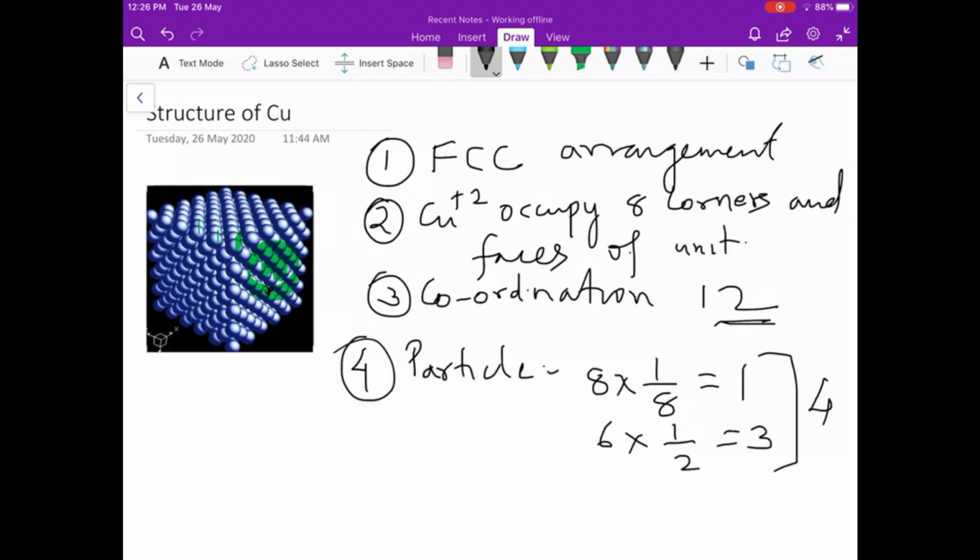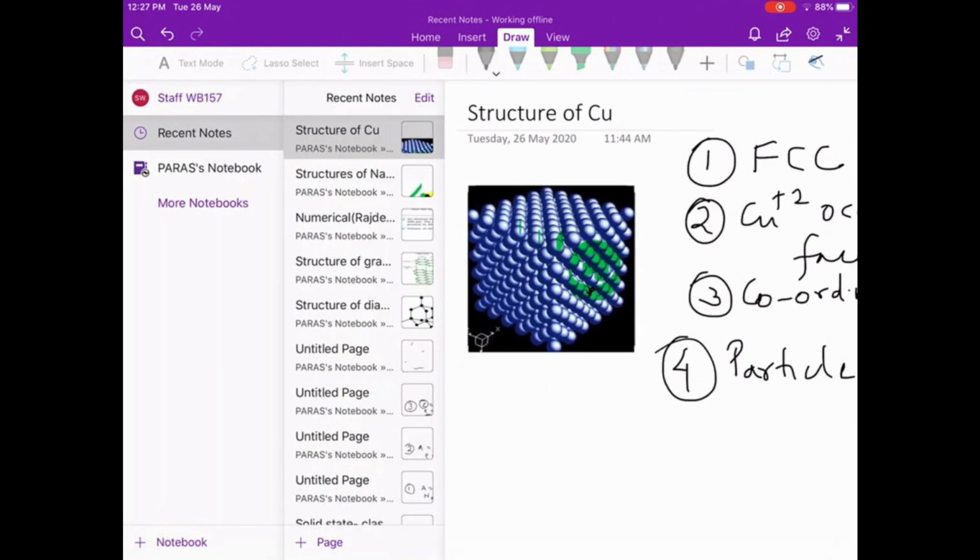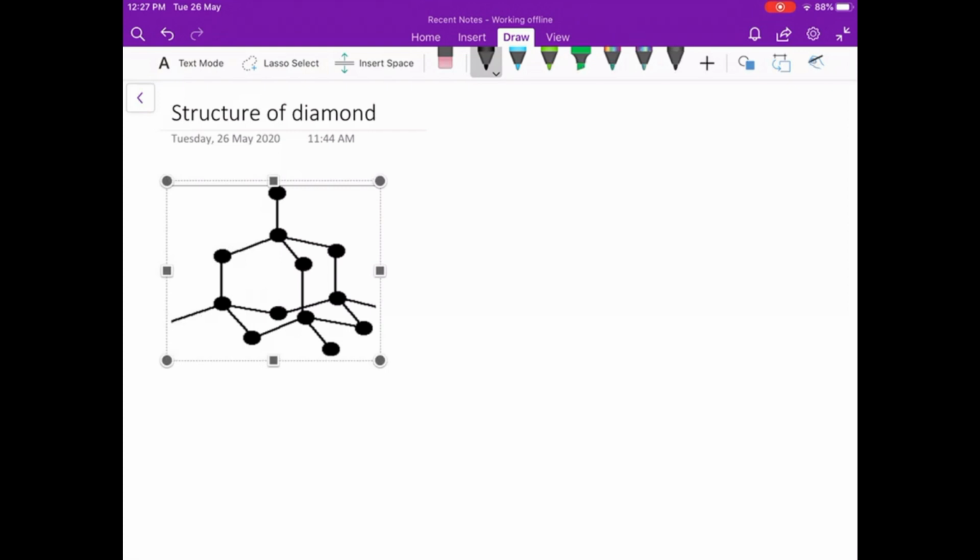This is the structure of copper. Sodium chloride we have seen, and now this is the structure of copper. Now going on to the next structure, let's go for diamond. Okay, now this is the structure of diamond.